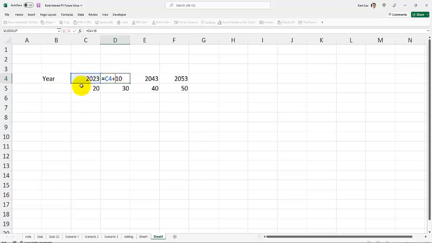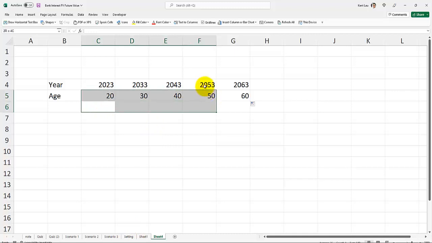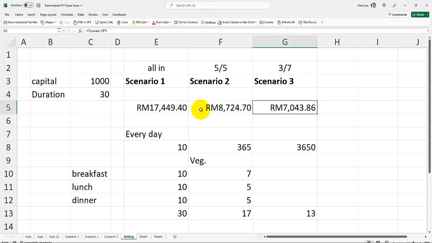This one is the year, and this is your age: 20, 30, 40, 50. Let's say you want to cash out at 50 years. That means 10, 20, 30 years later, at 2053, you got 70,000 if you put the money into a vehicle that's 10%. So, this is the one.